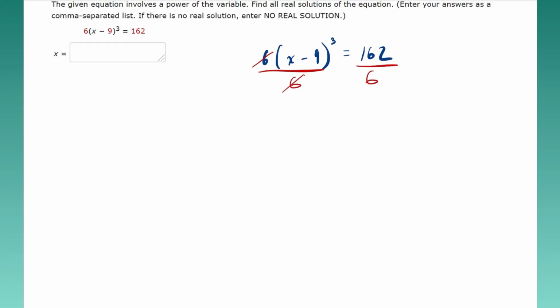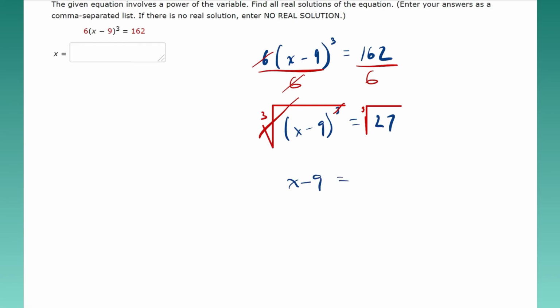Oh, that's nice. When we take the cube root of both sides, that's going to cancel out the cube. 27 is a perfect cube. It turns out to be 3, because 3 cubed equals 27. All right, and so our final step is to add 9. And our final answer is 12.